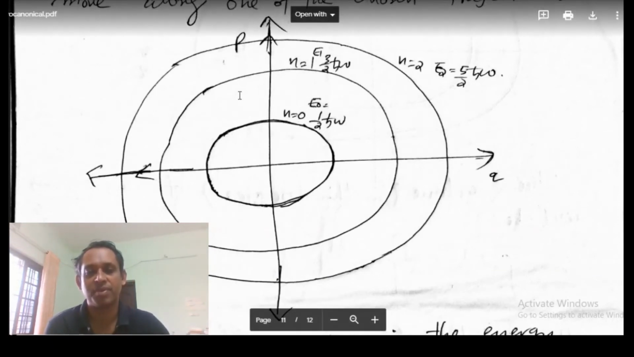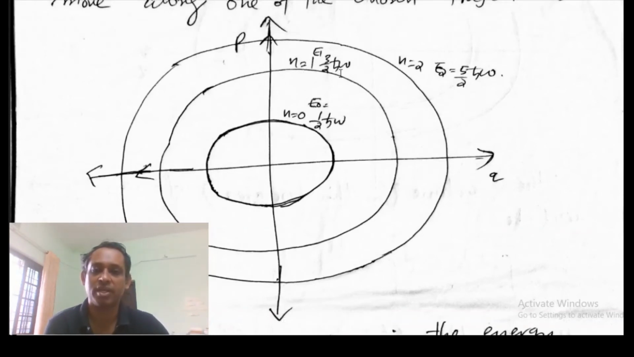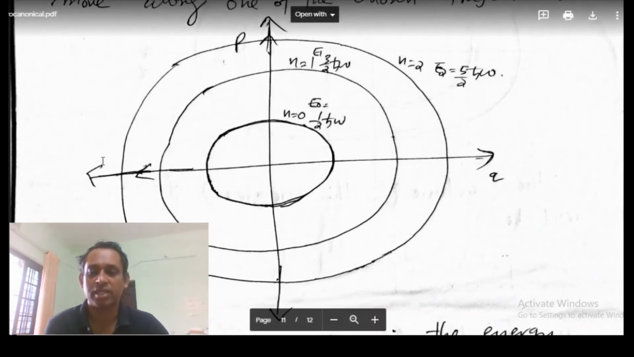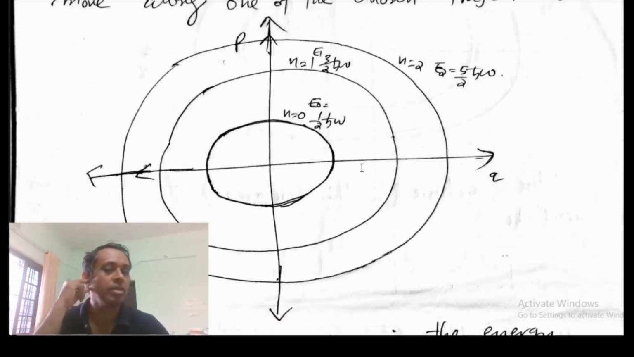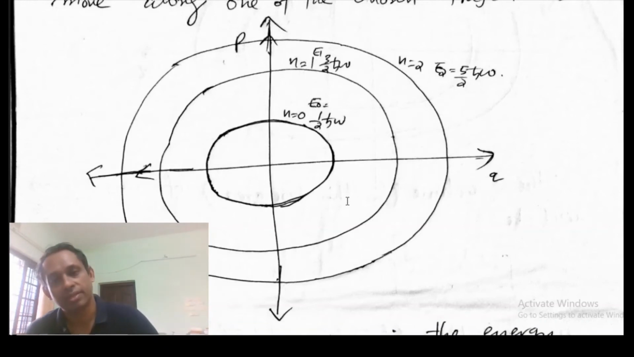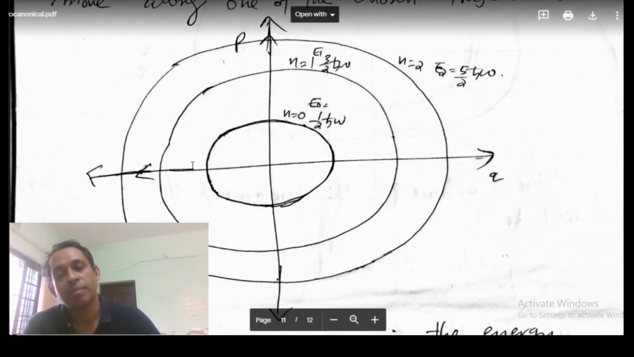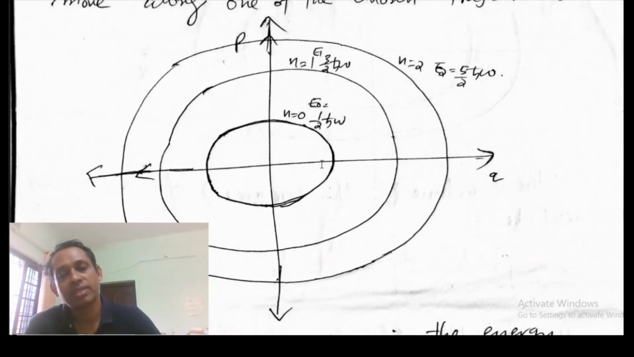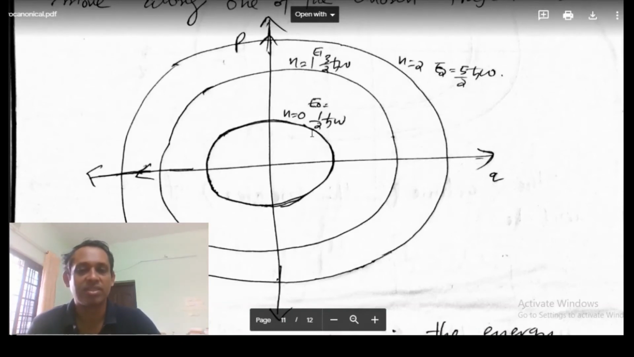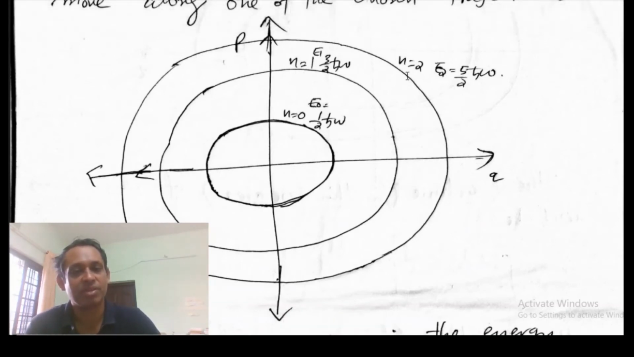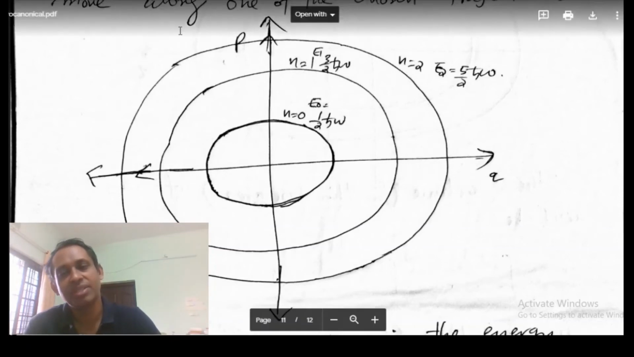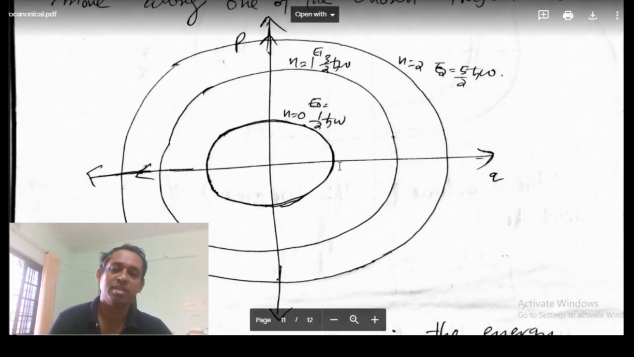Elliptical trajectory corresponding to 3/2 ħω energy, and another elliptical trajectory corresponding to energy 5/2 ħω. So in that way, the harmonic oscillator, if you are considering this in quantum mechanics, can have only these trajectories in the phase space. This corresponds to ½ħω, 3/2 ħω, 5/2 ħω. So only these trajectories are possible in the phase space.